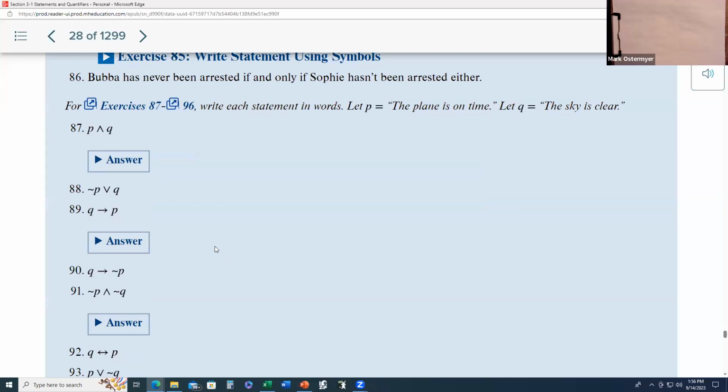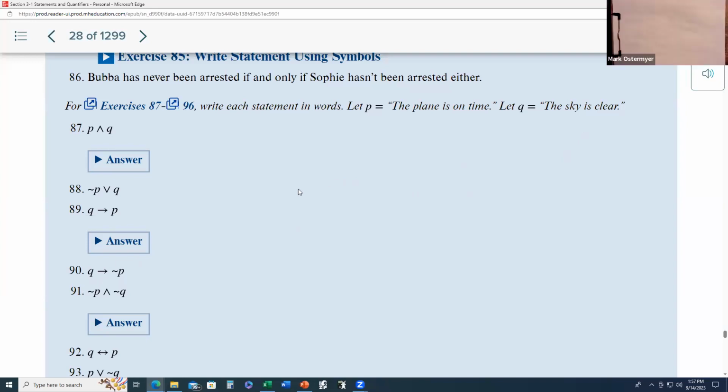Okay, number 90, what do you think? How would we word it? If the sky is clear, then the plane is not on time. So if the sky is clear, then the plane is what? Not on time. True? All right. Yeah. That's a conditional.